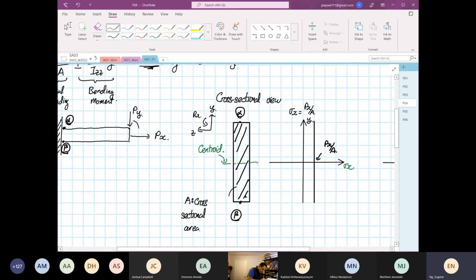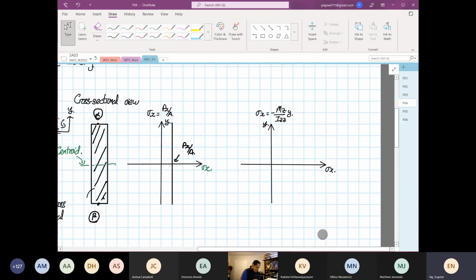So now this is the moment vector. Moment about Z. So this will be compression. Over here on top will be tensile. So the top will be tensile, bottom will be compression. So we will have a diagram that looks like that. This is our stress distribution.